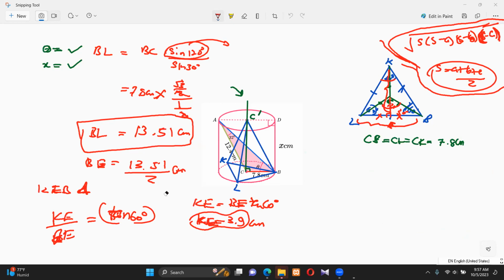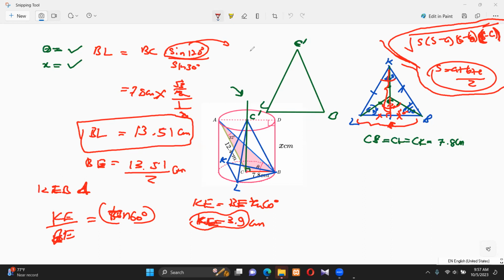What can we do? Actually, the base is the common side. BL is the common side for the C prime LB triangle as well, right? Let me draw the C prime LB triangle over here when it's unfolded. It seems like this. They are overlapped together, right? This is L and this is B and this is C prime, right?